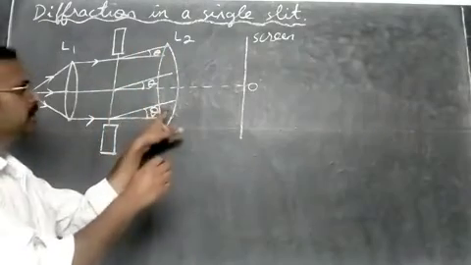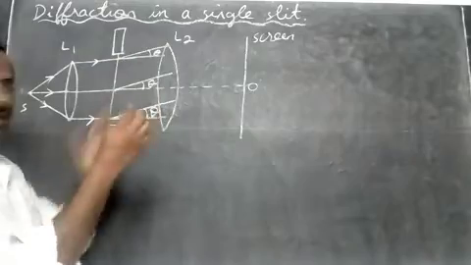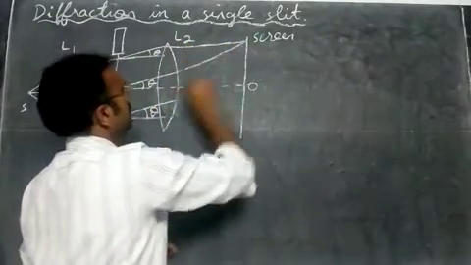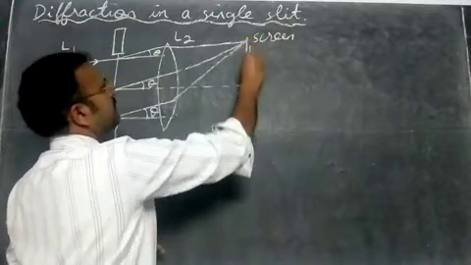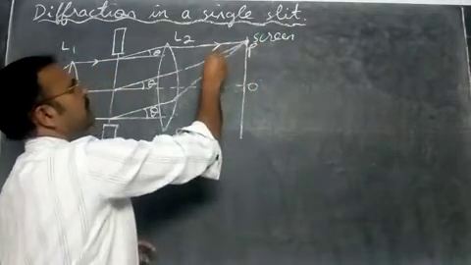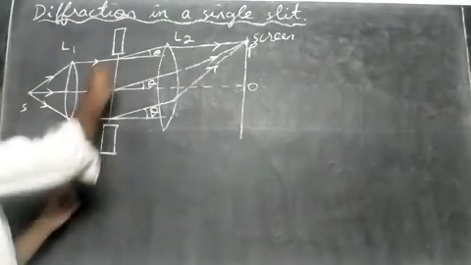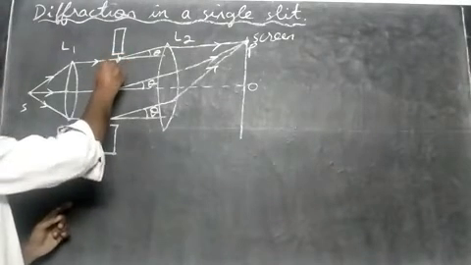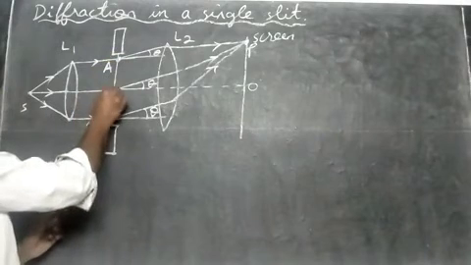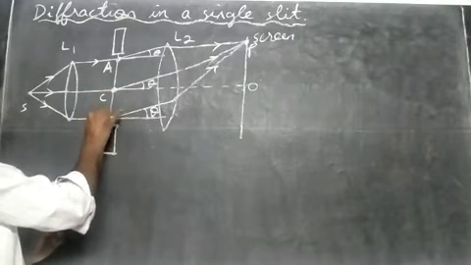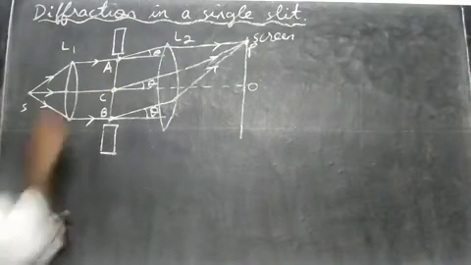Now the second lens, what does it do? It will focus all the light rays to one point on the screen. This second lens focuses all the light rays to a single point on the screen. Let's name this point as P. So the light rays are all focused at a single point here. Now we'll name this point as A, this point as C, and this point as B. A, B, and this middle point is C.